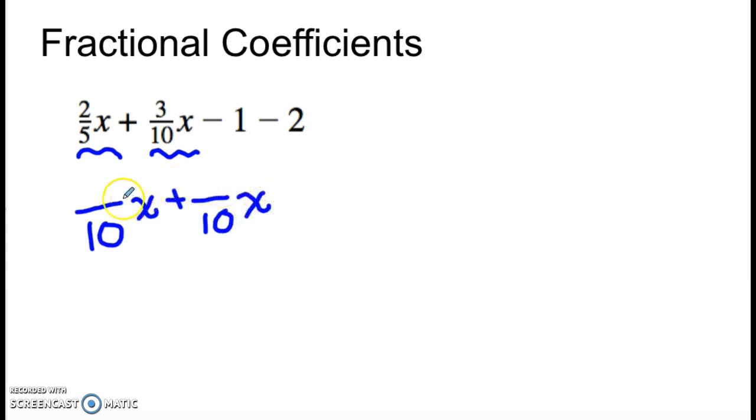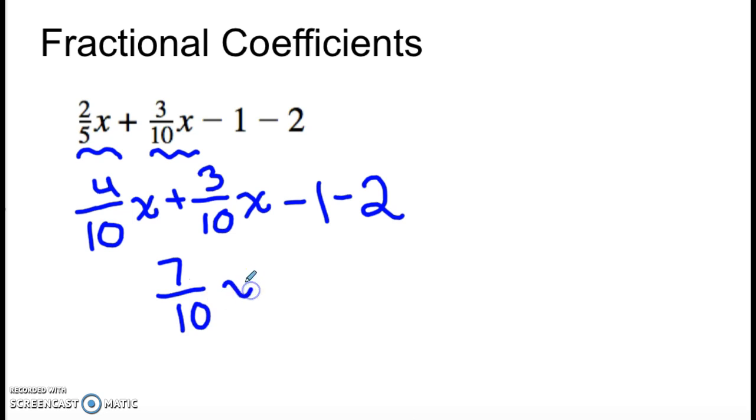Don't forget about your variables. Here, our new numerator is going to be 4, and here the numerator stays 3. And I'll bring down the rest of my problem. Okay. When adding fractions, we add the numerators. Positive 4 and positive 3 is positive 7. So we have 7/10 x.